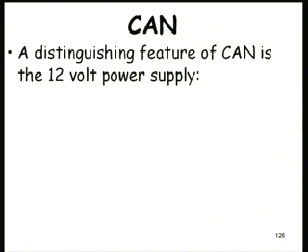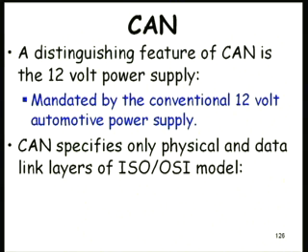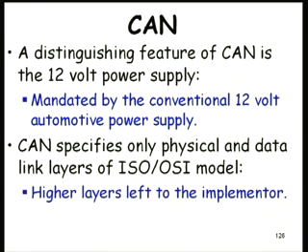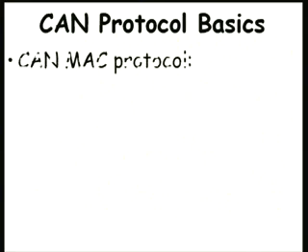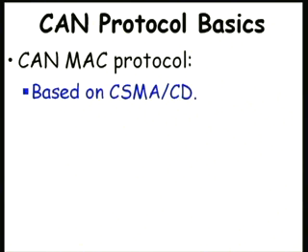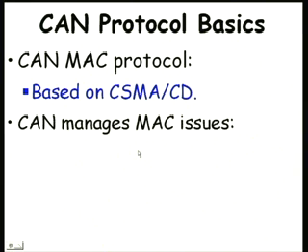Another requirement was for it to operate at 12 volt power supply, because all automotive vehicles operate at 12 volt supply. And one thing that is important here is that it specifies the physical and data link layer, and leaves the higher layers to the implementer and gives flexibility. And the MAC protocol, the medium access control protocol, is the CSMA-CD. CSMA-CD you know from a first course in networking. One implementation of the CSMA-CD is the Ethernet, which is very popular in traditional networking. So, CAN-MAC protocol is also CSMA-CD.